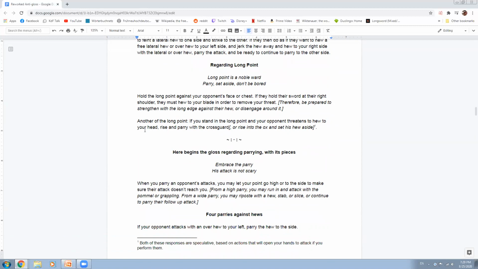If he threatens to hew to your head, rise and parry with the cross guard. So this kind of leans into a bit of my interpretation of the squint to the head and hit to the hands. So if you're threatening their head, then they'll probably rise up a little bit with their long point, either in ox or just in a higher long point situation, so that the point's not in the face anymore, and then you'll hit their hands.